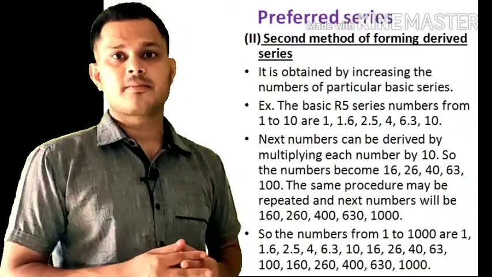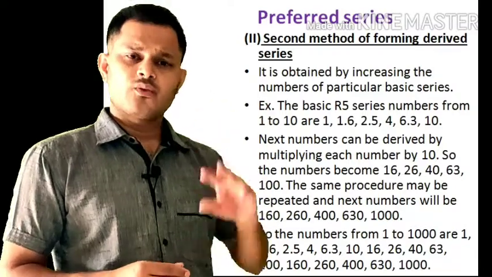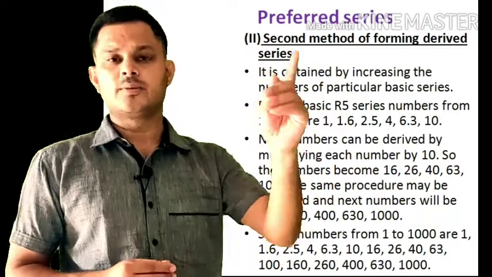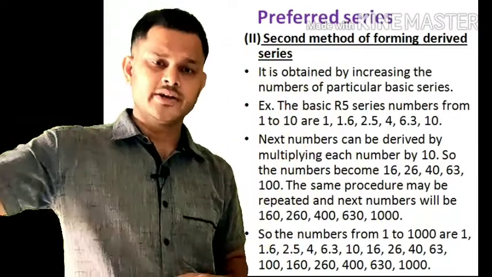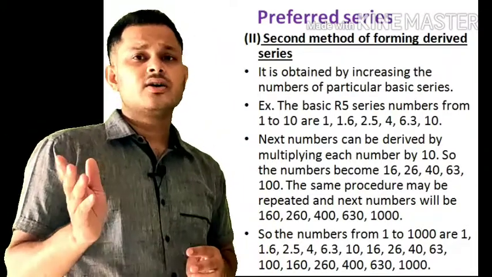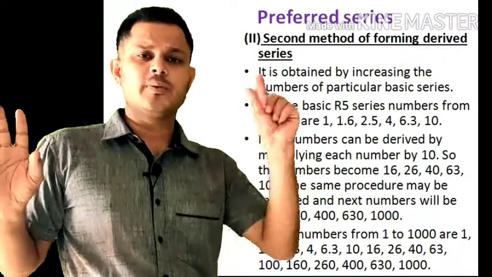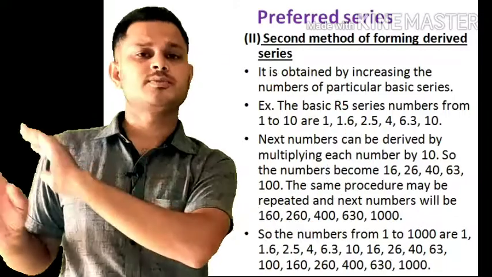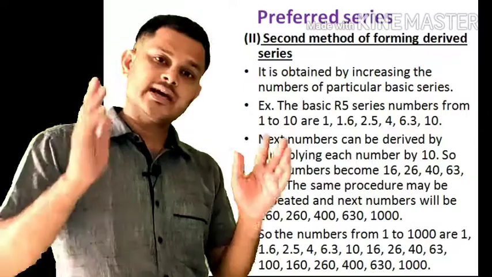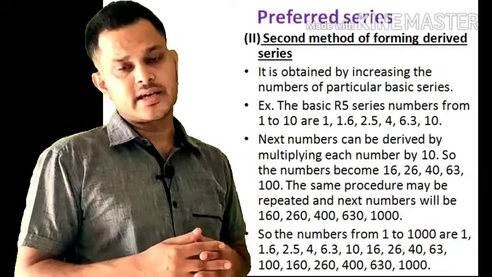Now the second method is, it is obtained by increasing the number of a particular basic series. We have the basic series, say R5. R5 we have the numbers, first is 1, then 1.6, then 2.5 and so on. Then to that R5 series, if we multiply, for example, a common number 10 to each number of the series, we will get numbers that are in proportion, so they are also in series, their factors having been taken.